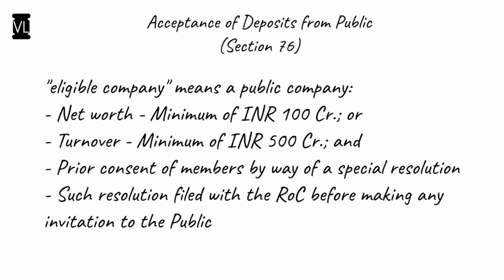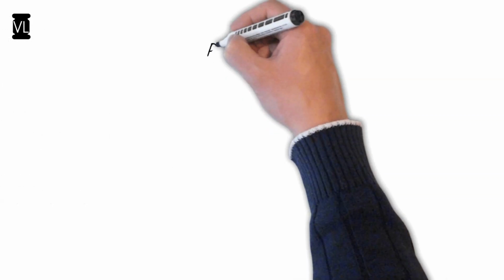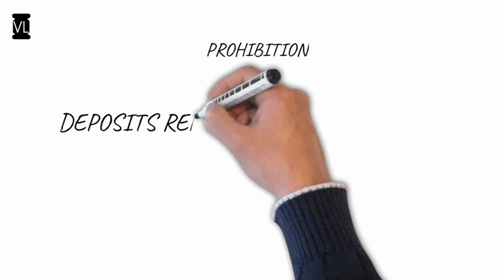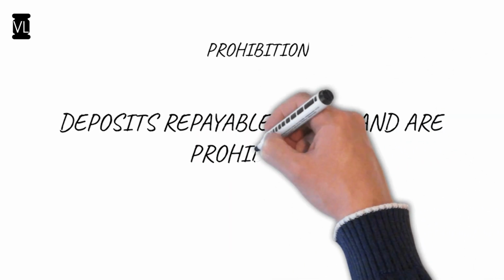Now that we understand that deposits may be accepted either from members under Section 73 or from the public only by public companies having the required threshold, let's now understand a general prohibition for the purposes of deposits. The general prohibition is that deposits repayable on demand are prohibited. So no company can issue deposits which are repayable on demand.